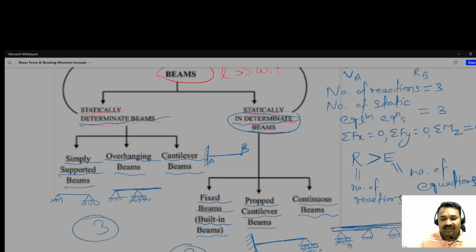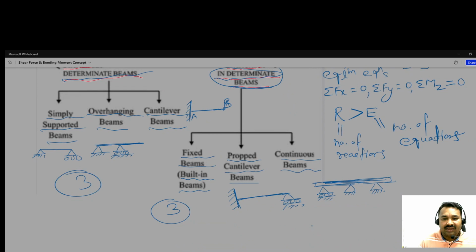Take a continuous beam. Due to the larger number of supports, the number of reactions R will be greater than E. That's why we will not be able to solve it.